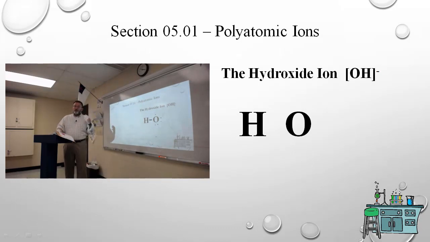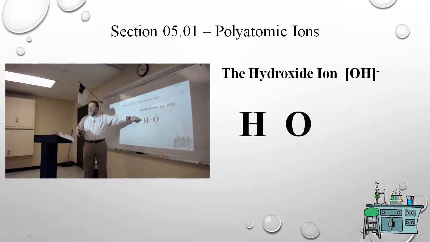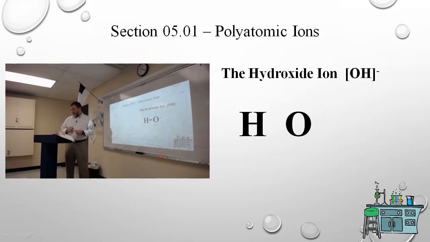Now let's look at the charges. Let's look at how many valence electrons each atom sees. How many does hydrogen see? 2. How many does oxygen see? 7. Right? How many does hydrogen want to see? 2, and sees 2. How many does oxygen want to see? 8. How many does it see? 7.